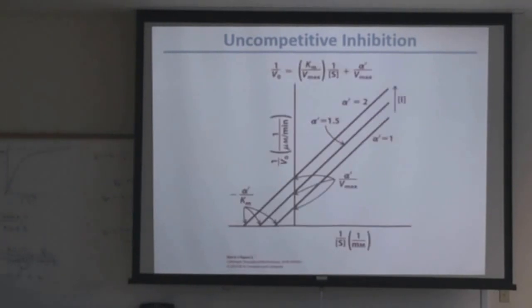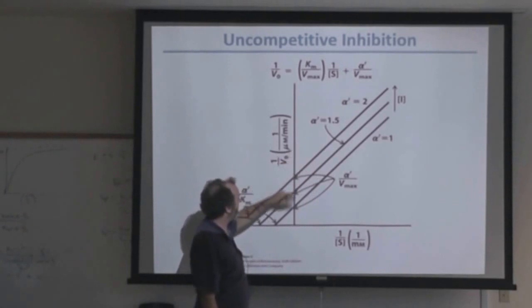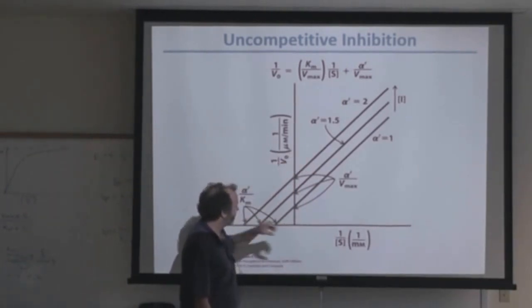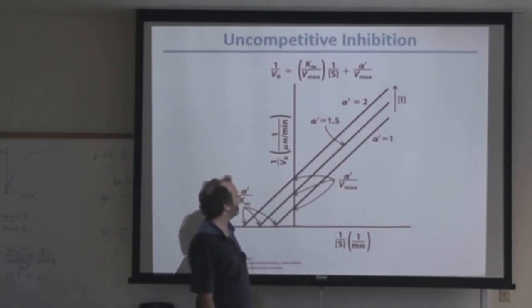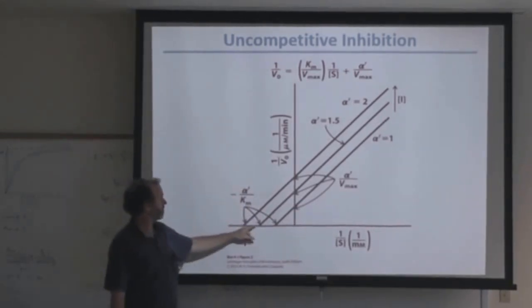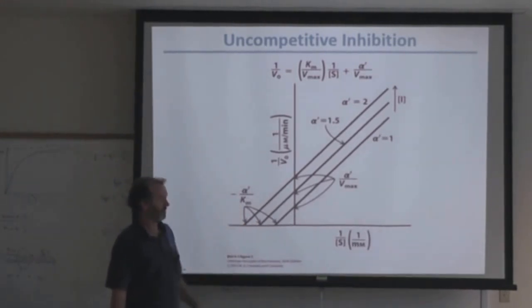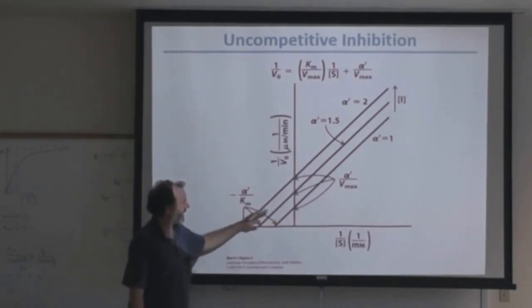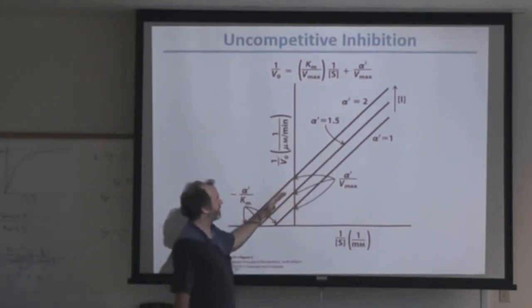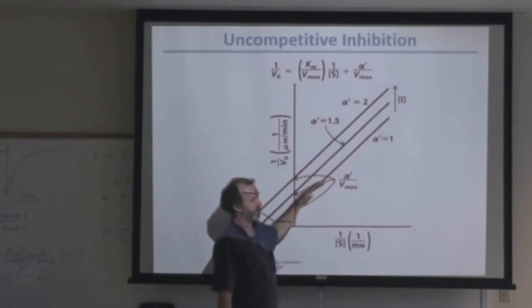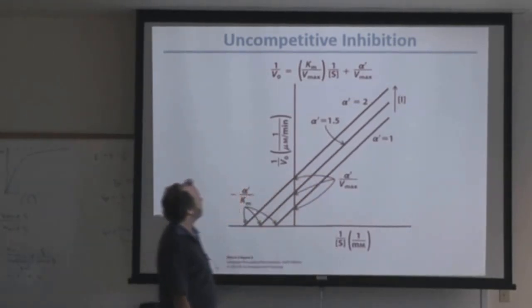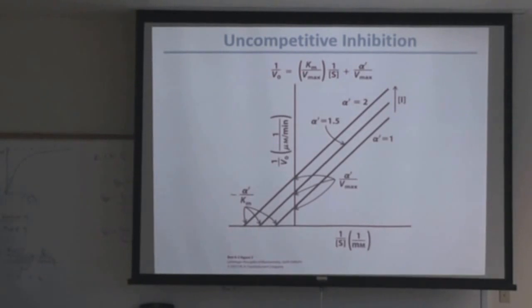So in this case, as you increase inhibitor concentrations, we do shift your Vmax and your Km values. The Km gets shifted and the Vmax gets shifted, but to equal degrees, so the slope is always constant. So you have parallel lines for your uncompetitive inhibition. And this isn't something you really see in nature.